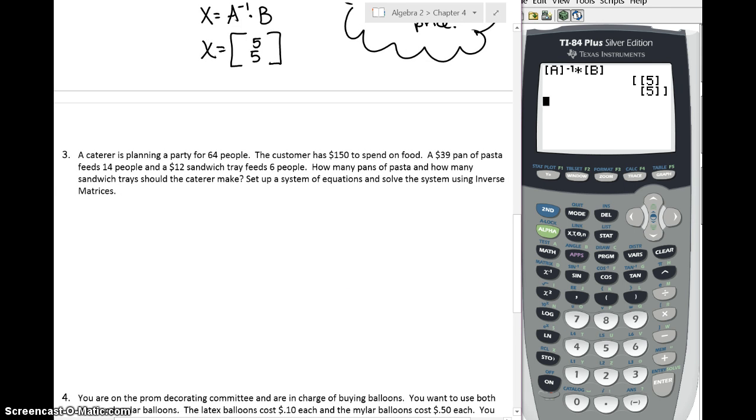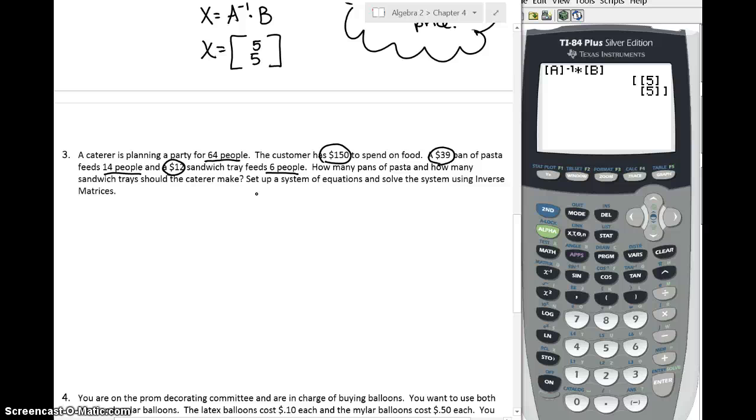A caterer is planning a party for 64 people. I like to highlight that. The customer has $150 to spend. That's money. And a $39 pan of pasta feeds 14 people. So notice that I'm kind of circling my monies and highlighting or underlining my people. And a $12 sandwich tray feeds 6 people. How many pans of pasta and how many sandwich trays should the caterer make? Set up a system of equations and solve the system using inverse matrices.